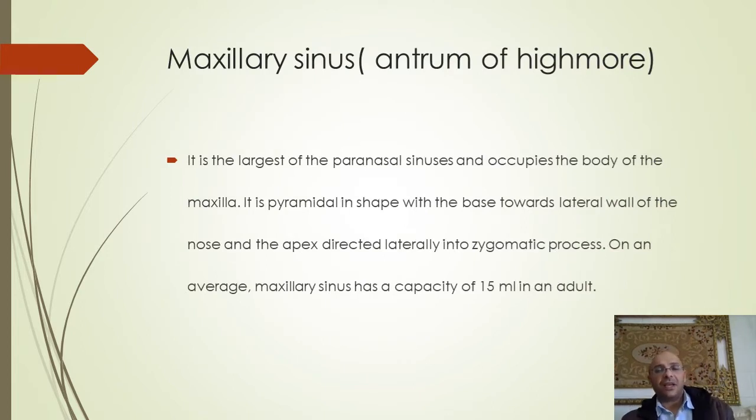The maxillary sinus, the antrum of Highmore, the largest of the paranasal sinuses, occupies the body of the maxilla. It is pyramidal in shape with a base towards the lateral wall of the nose, the apex directed laterally into the zygomatic process. On average, about 15 milliliters in volume in adult.